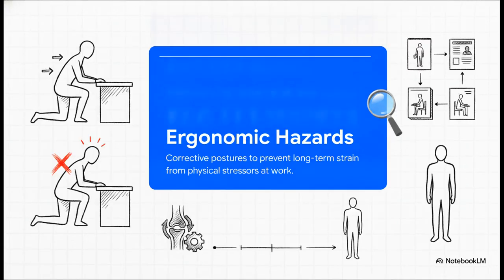Next up, we've got ergonomic hazards, and these usually aren't your sudden, dramatic accidents. Instead, think of them as physical stressors in the work environment that just cause long-term wear and tear on the human body. Preventing them requires very specific corrective practices and postures, which you'll often see illustrated with diagrams in the safety manuals, all to make sure workers aren't totally destroying their joints or backs over a 20-year career.